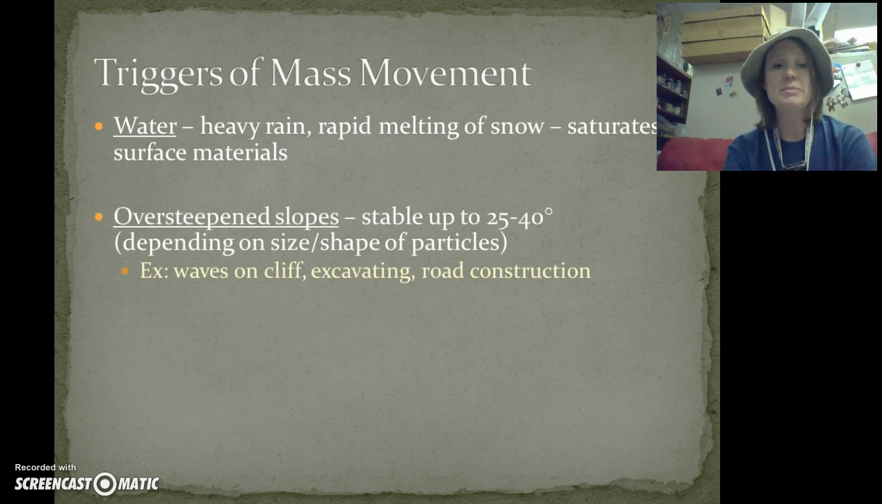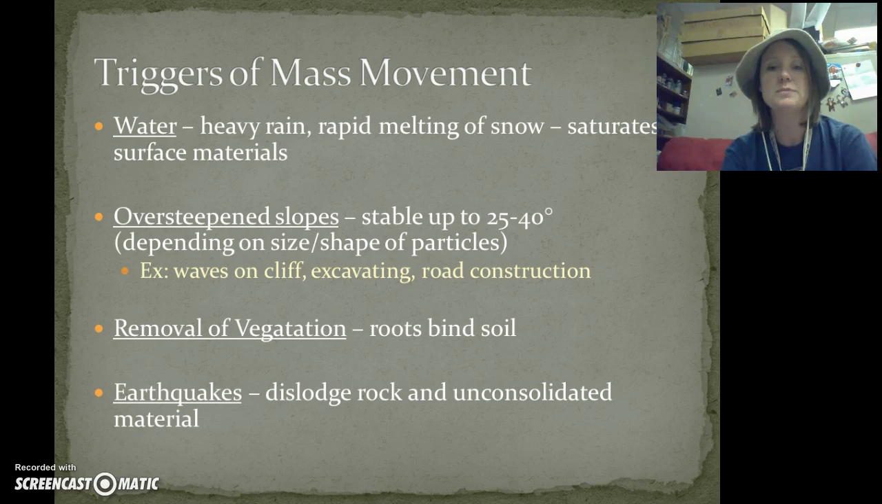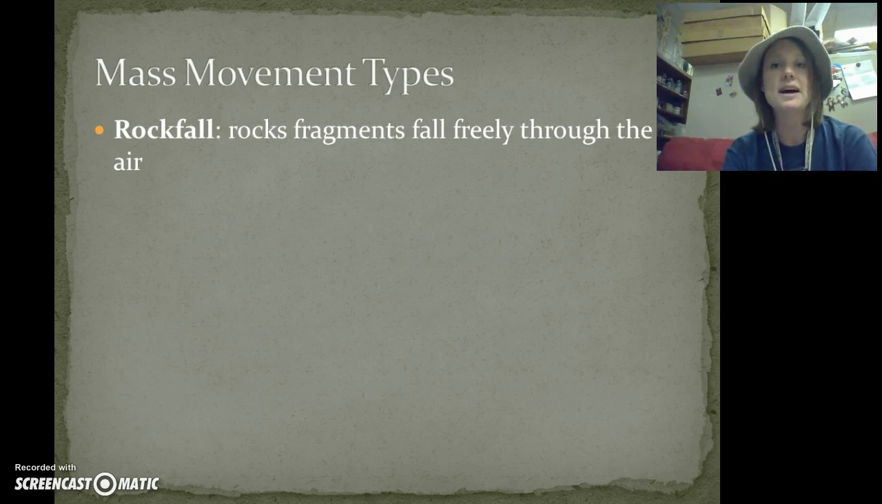If you have an oversteepened slope, so let's say that you've got waves hitting the base of a cliff, or you want to build a road, so you go in and blast on the side of the hill, that's going to weaken the slope and can cause falls or slides. If we remove vegetation, remember the roots bind the soil together, so if we remove that, we're more likely to see weathering and erosion. If you have loose or unconsolidated material and you have an earthquake, it can be jarred loose and cause landslides or mudslides.